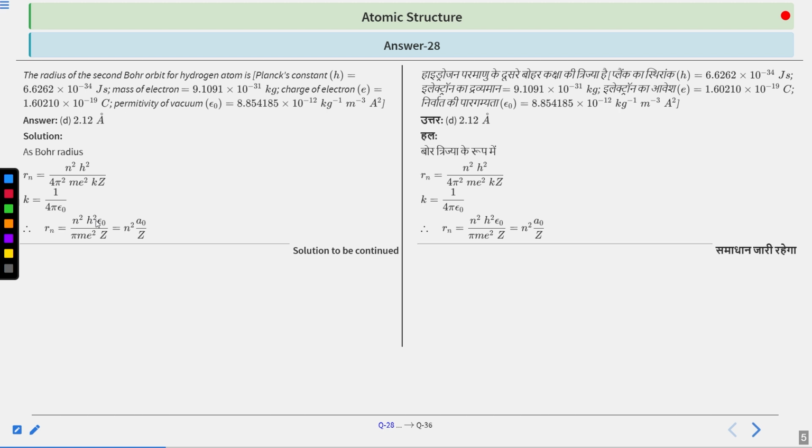So h is your Planck's constant, epsilon naught is your permittivity, pi is simply a constant, m is mass of electron, e is charge, Z is atomic number, and n is your orbit number. Now we have taken this n square and Z out, as these two can vary, and the rest of the things are taken as constant, and it is equal to a naught. Clear? Okay. Moving to the solution further.